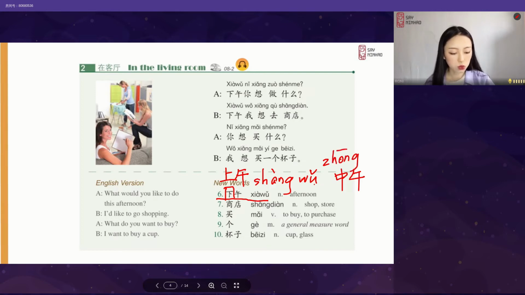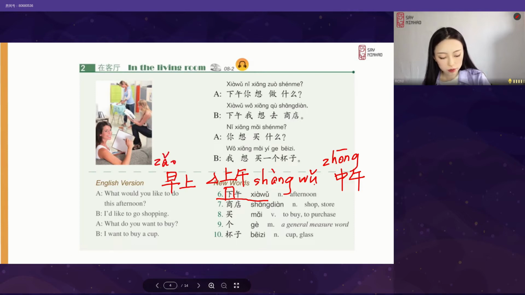Okay, so 中午, it means middle. So 中午, try to guess. It actually means the noon. 上午 morning, 下午 afternoon, 中午 the noon. And there is another way to express morning, which is 早上. 早 and 上. I will write it here. 早上. Okay, read after me. 早上. Okay, this is morning, another way to say morning.